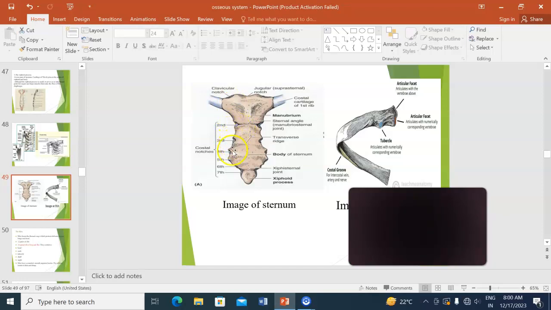Here there are different notches for the second, third, fourth, fifth, and sixth ribs. These second, third, fourth, fifth, and sixth ribs are joined to the body, and this seventh rib is joined to the xiphoid process. That joint is also called the xiphisternal joint.